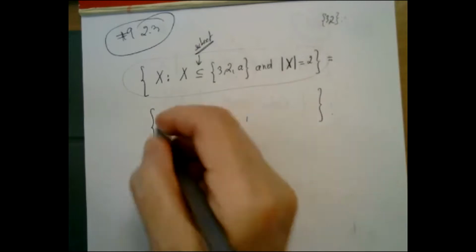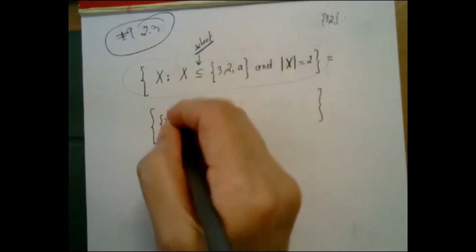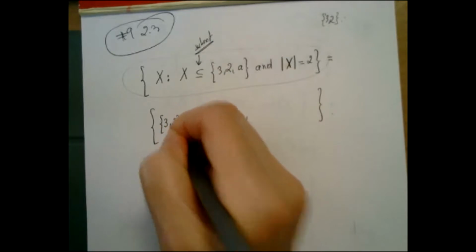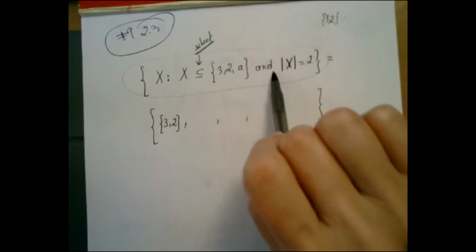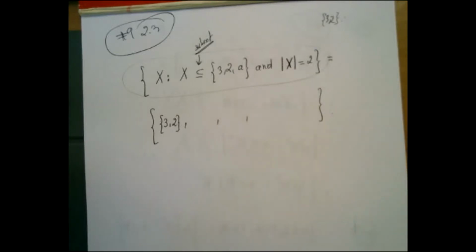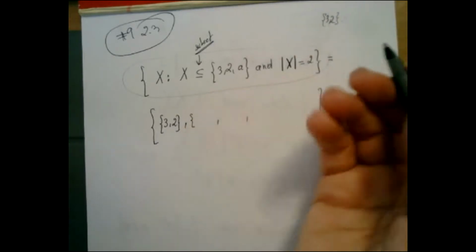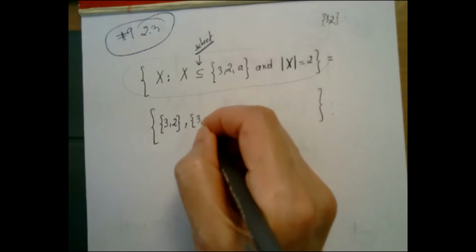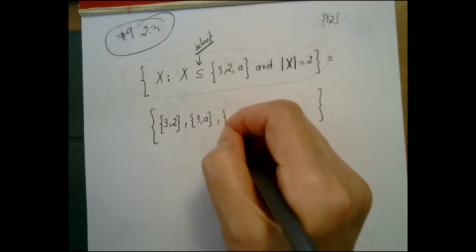That's one element. So watch carefully, we're gonna write it {3}, because the elements here are themselves sets. That's one element. It's a subset of here, and its cardinality is equal to 2. Now the rest will be simple. Another one is, of course, {3, a}. And this third one is {2, a}.